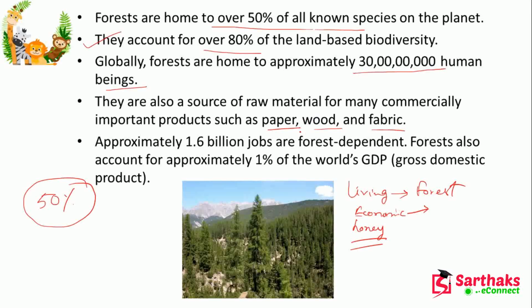Approximately 1.6 million jobs are forest dependent. Just now I described these are forest dependent. If I say that I am working in a paper mill, that means directly or indirectly I am dependent on the forest, right? If I am just handling fabrics, I am indirectly dependent on the forest. Forests also account for approximately 1% of the world's GDP, gross domestic product. So here you can see the importance of the forest.